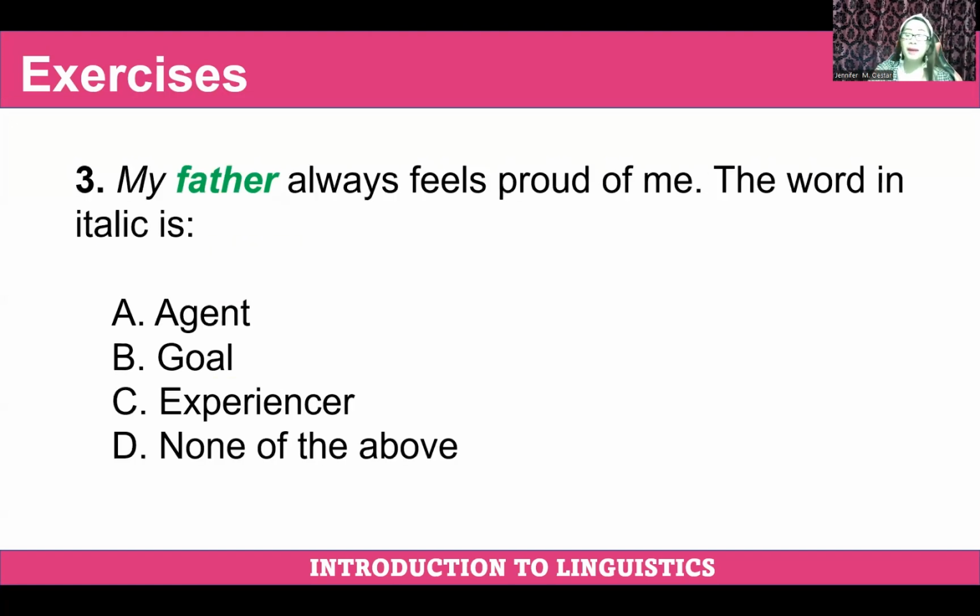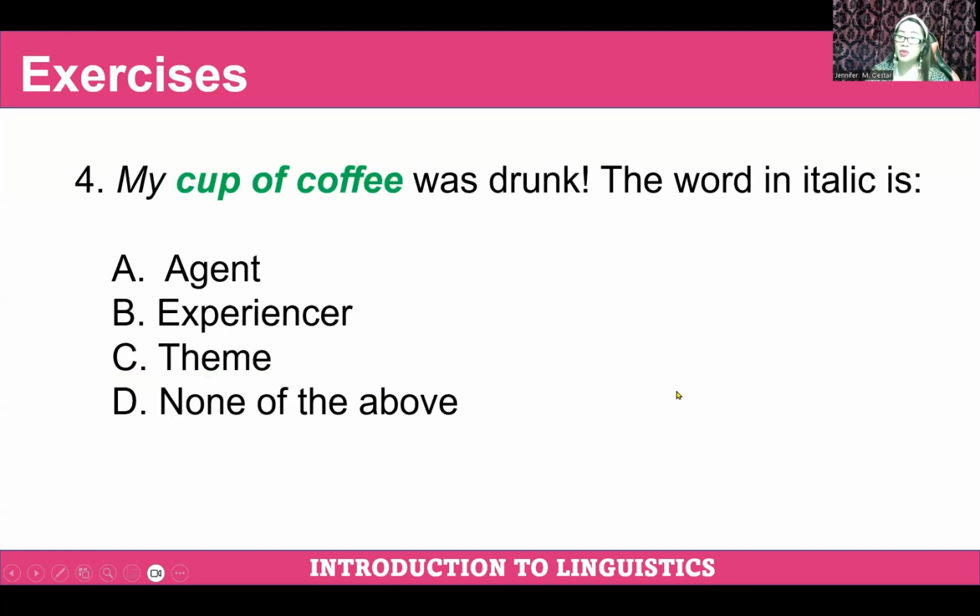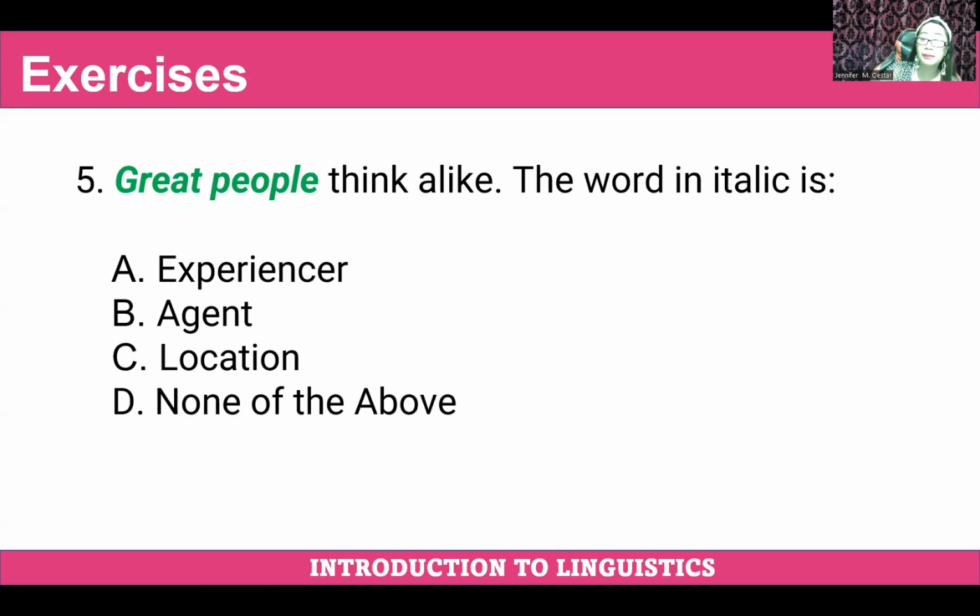And number 3, my father always feels proud of me. The word in italic is A, agent, B, goal, C, experiencer, D, none of the above. So what is your answer? Write on the chat box. The answer is experiencer. Number 4, my cup of coffee was strong. The word in italic is A, agent, B, experiencer, C, theme, D, none of the above. Write your answer in the chat box. Answer is theme.